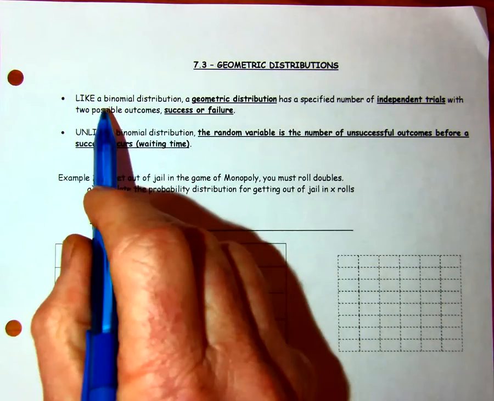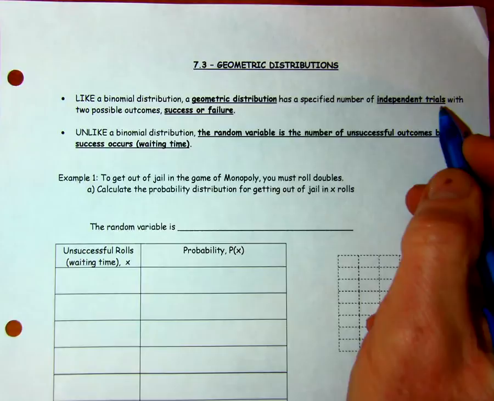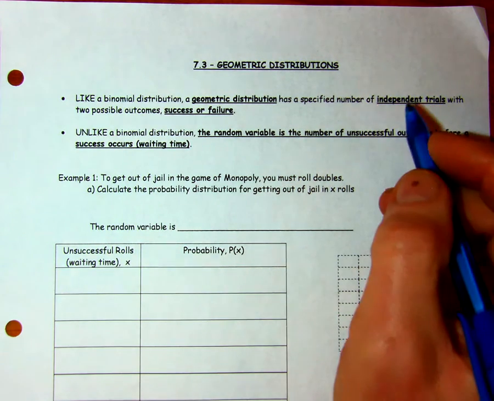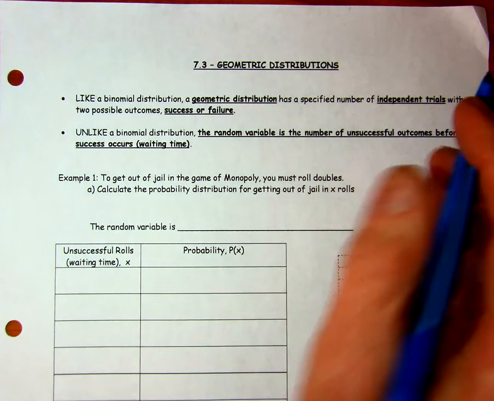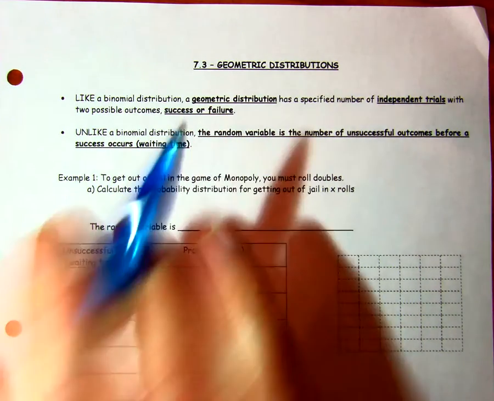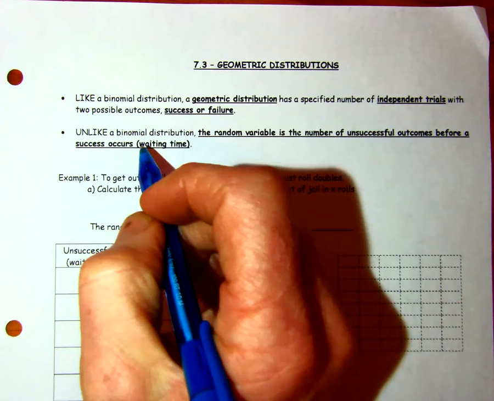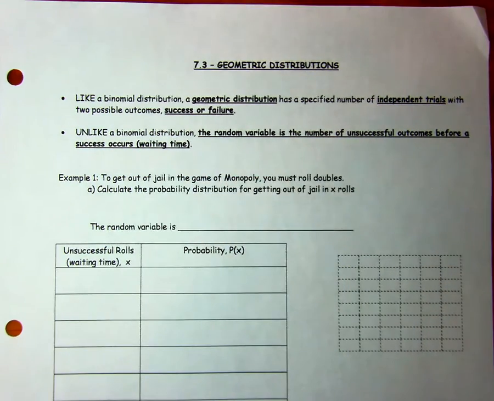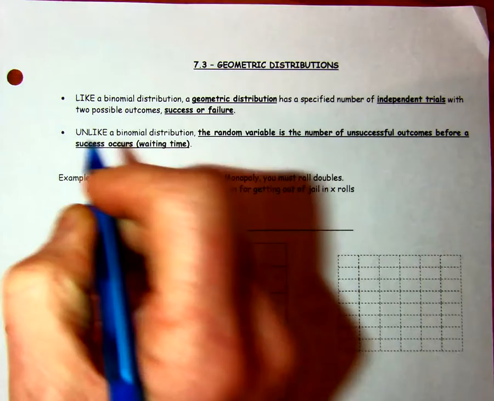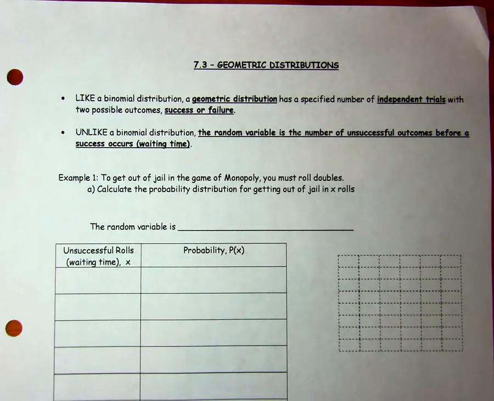Like a binomial distribution, a geometric distribution has a specified number of independent trials, so the probability of success and failure don't change. If they're independent, they remain constant. And it also has two possible outcomes, success or failure. So that's how it's similar to a binomial distribution. Unlike a binomial distribution, the variable is different. The variable is the number of unsuccessful outcomes before a success occurs. Basically, how long do you have to wait for a success? That's basically what the variable is.